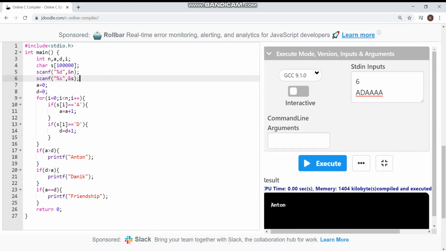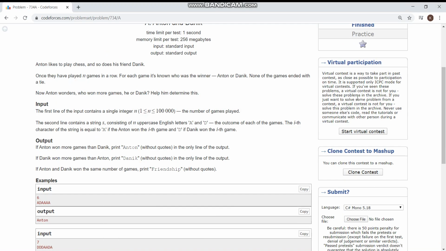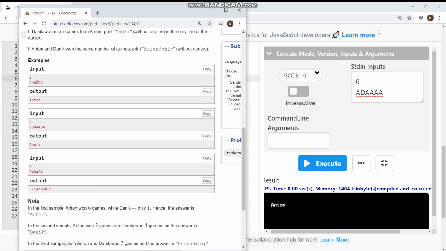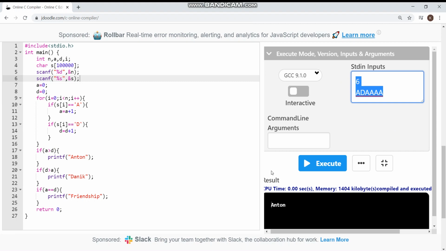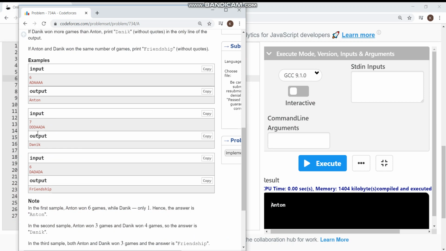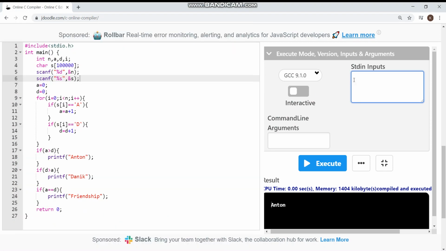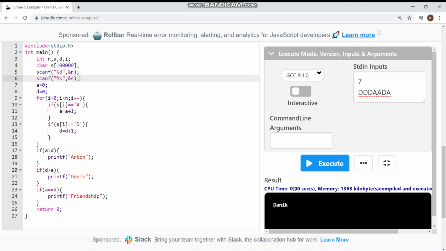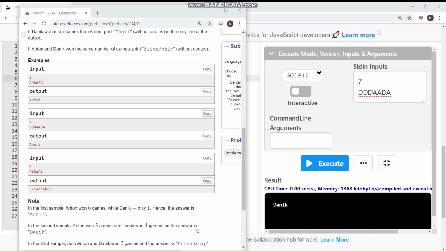So we shall check with the given sample inputs and outputs. The first one, 6, I have done already. We shall check the next one. 7, DDDAADA. And the output was Danik. Yes, we got the output as Danik.